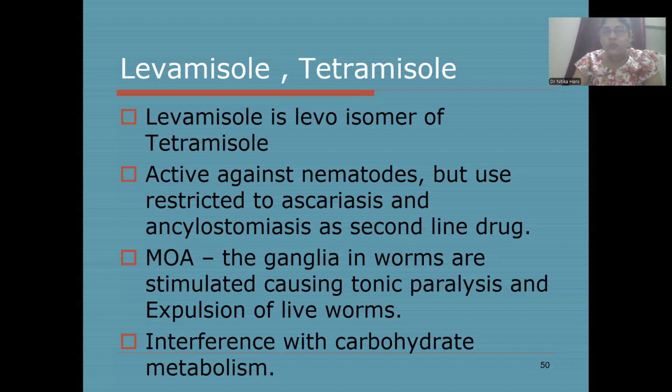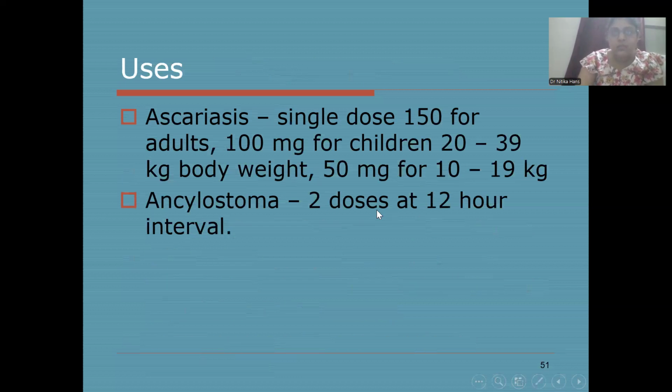Mechanism of action: the ganglia in the worms are stimulated, causing tonic paralysis and expulsion of the live worms. As you know, this is also an immunostimulant. Interference with carbohydrate metabolism is also there, so there will be no generation of ATP. So it is used in ascariasis and ankylostomiasis.